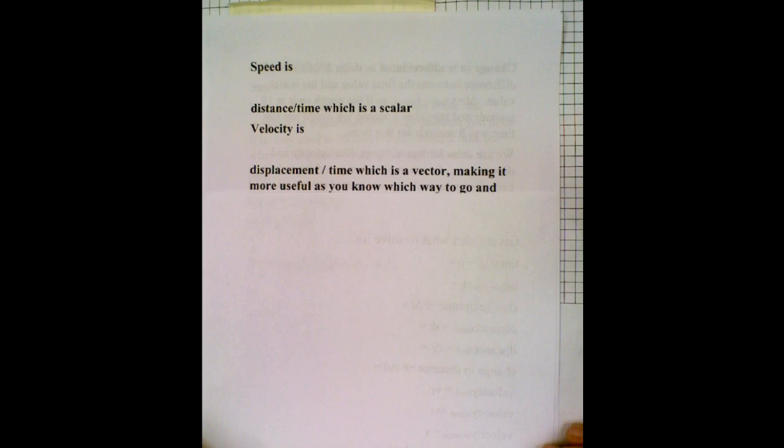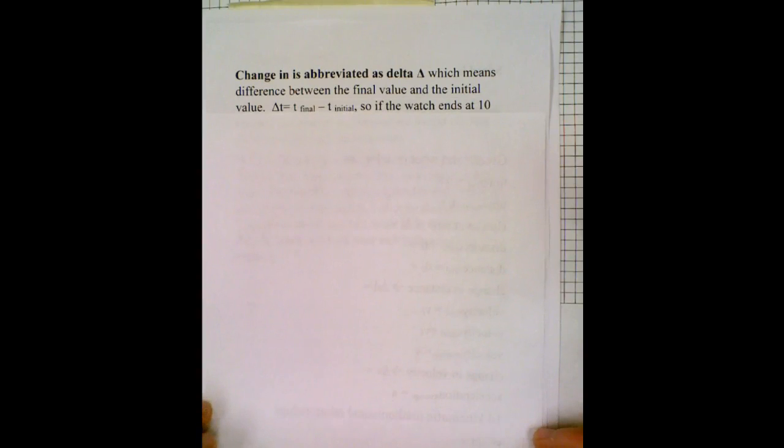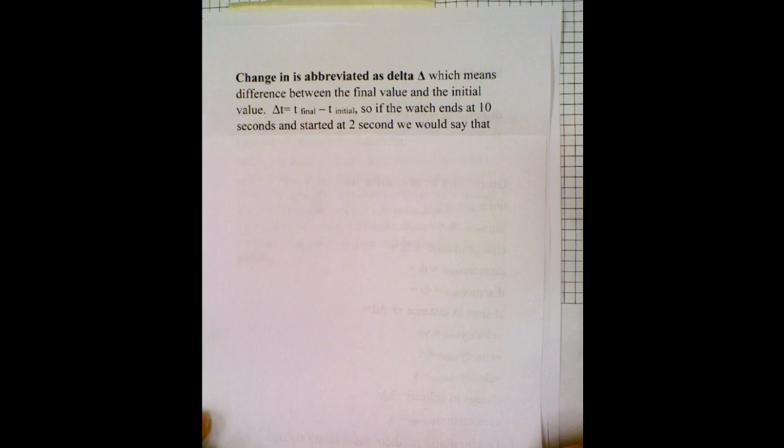Change in is abbreviated as delta, which means the difference between the final value and the initial value. Delta t is t final minus t initial, for example. So the watch ends at 10 seconds and starts at 2 seconds. You say the time was 8 seconds for that event. We use delta for a lot of things like velocity and distance too. For example, when you drive to Salt Lake City, you don't say you started at mile marker 1 and got off at mile marker 23 to be downtown. You would say it was 122 miles from where you started when you took your exit before looking for parking.